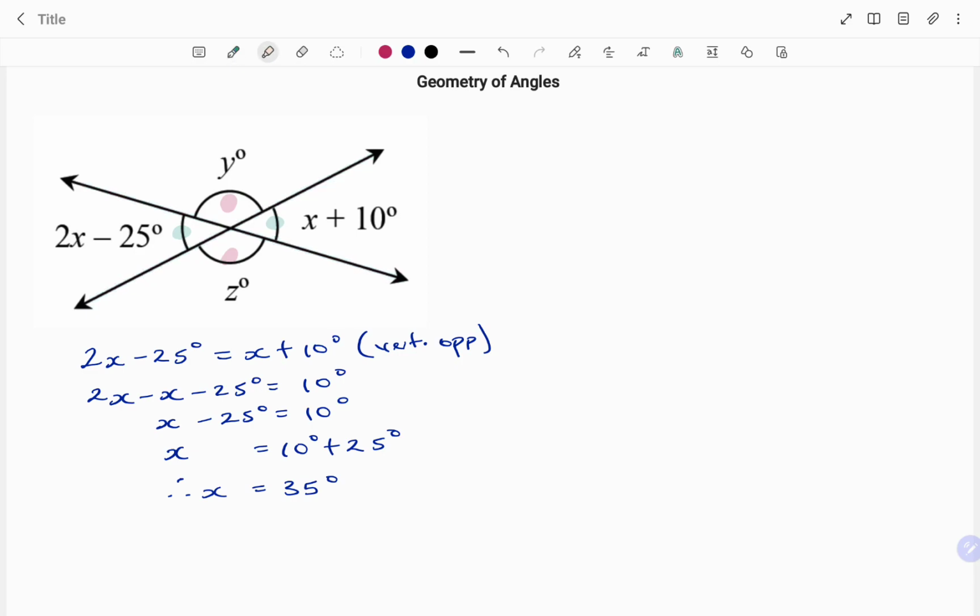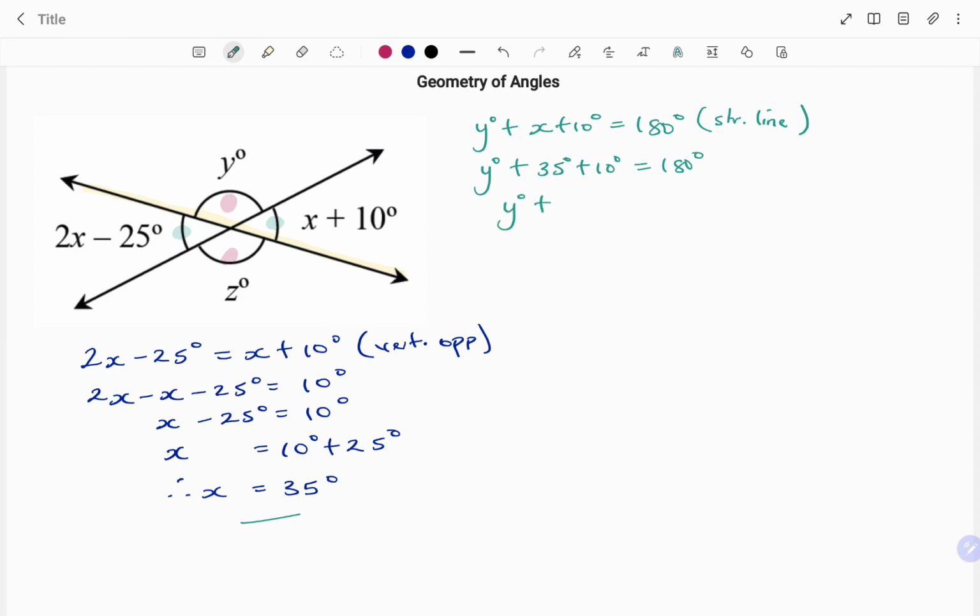To find y, if I consider the straight line highlighted in yellow, then I know that the angle y plus x plus 10 degrees must be equal to 180 degrees. The reason being, the sum of angles on a straight line add up to 180 degrees. In the first part of the question, we've been able to show that x is 35 degrees. So slotting that back into our equation, we have y plus 35 degrees plus 10 degrees equals 180 degrees.